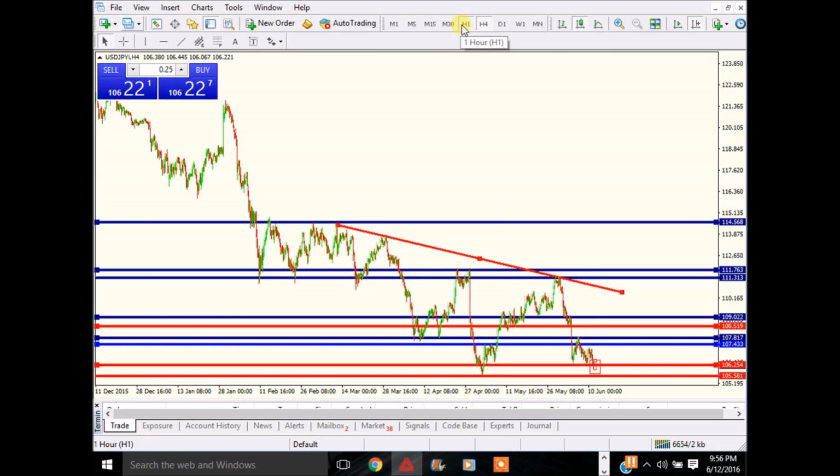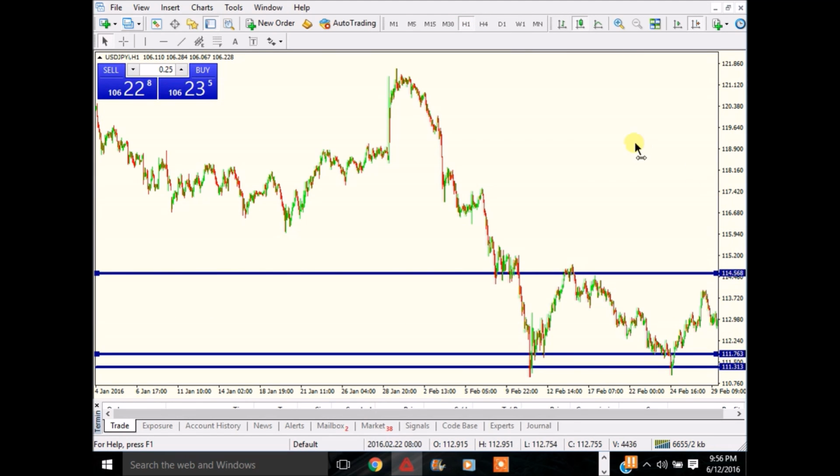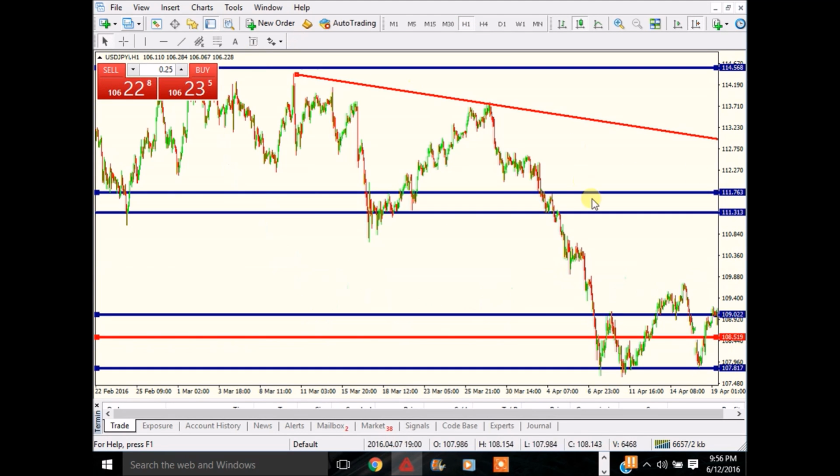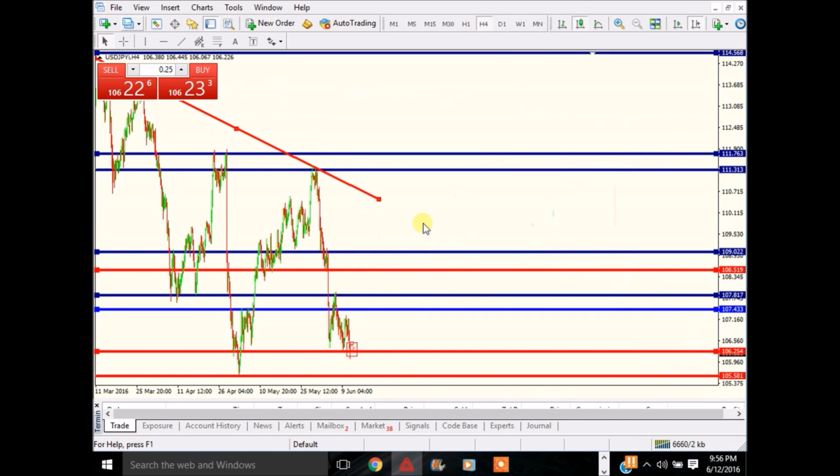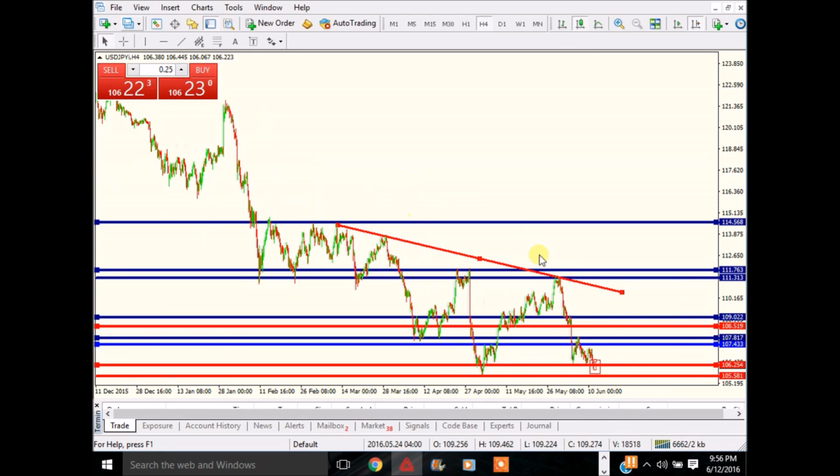Now, guys, if this is too cluttered for you, trust me, you do not have to do all of these lines. I'm just trying to show you guys what I look for. As you can see, it bounced perfectly off of this trend. So this is a downtrend, and I'm looking for it to come down into this demand zone before it starts to come up.